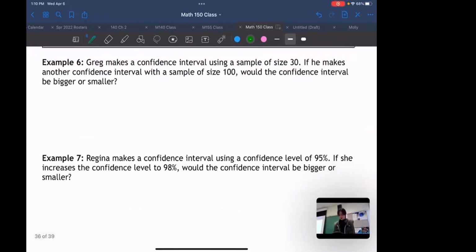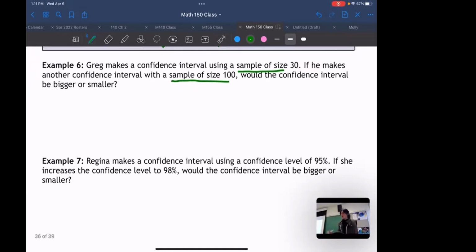All right. Now we can apply this in certain examples, right? Let's just say we have a guy named Greg. He makes a confidence interval using a sample of size 30. So here we're talking about sample size, right? Okay. So then he makes another confidence interval, but now the sample size is 100. Okay. So the thing that's changing here is the sample size, right?